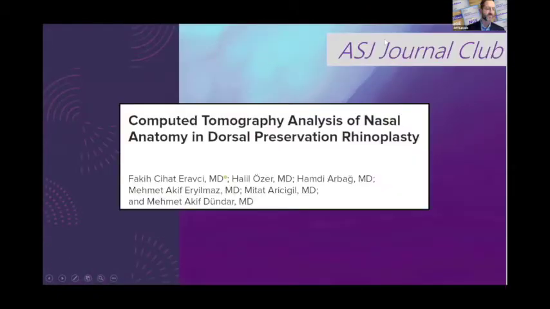This is a study from Dr. Aravsi and his colleagues from the ENT department in Konya, Turkey, that analyzes the relationship between CT imaging and pertinent anatomy in dorsal preservation rhinoplasty.